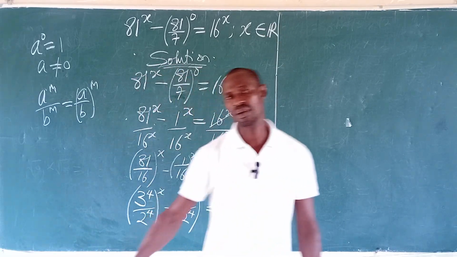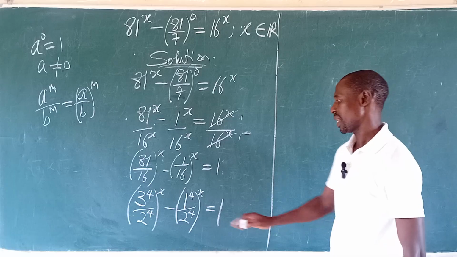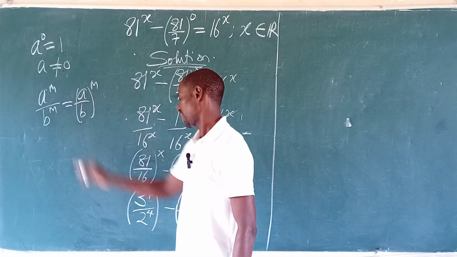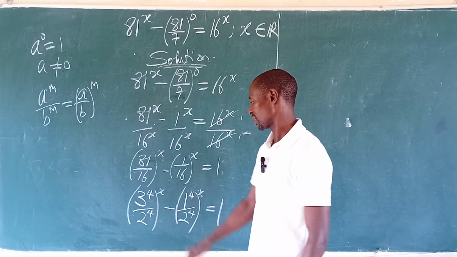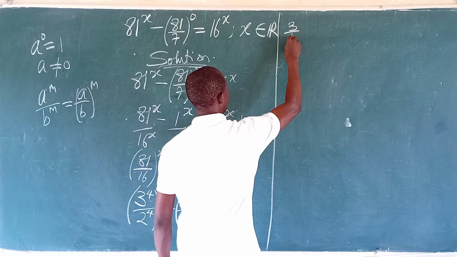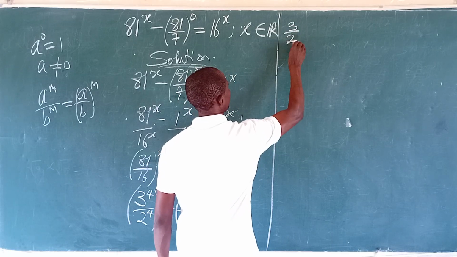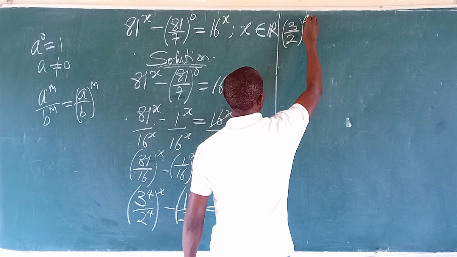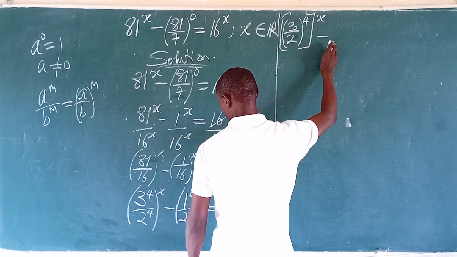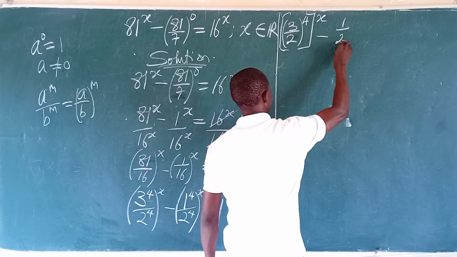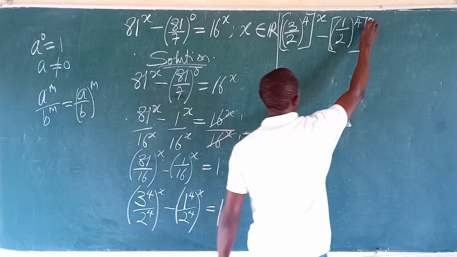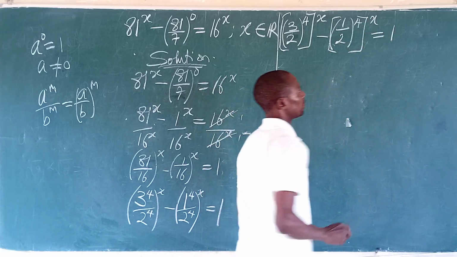All right. Now from here, we just have to look carefully. We just have to apply the rule which we have here to this again. If we do that to this and this, we are going to have (3/2)^4, further raised to the power of x, minus (1/2)^4, further raised to the power of x, equal to 1.